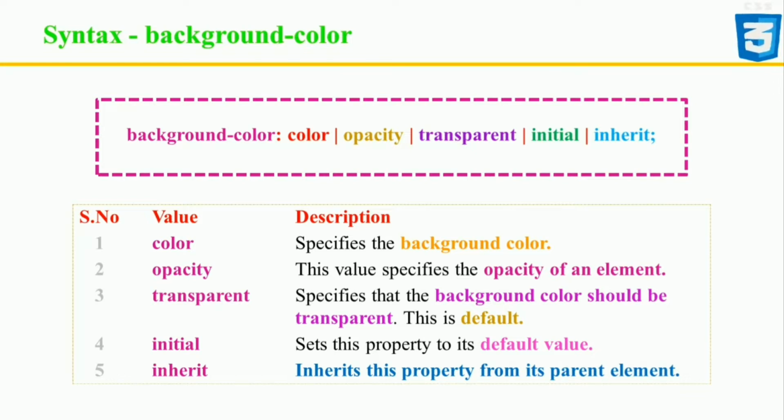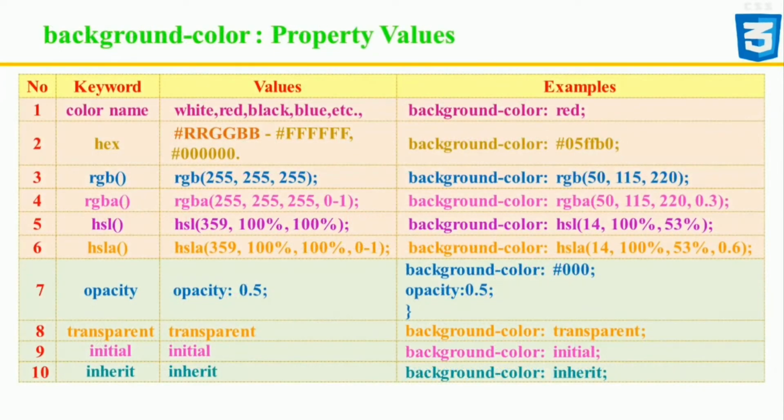The initial CSS keyword applies the initial or default value of a property to an element. So the element's background will shine through by default, because the initial keyword will set this property to its default value, transparent. The inherit value will inherit this property from its parent element. That is, if the value is set to inherit, the element will inherit the background color from its parent element. Let's understand the background color property and explore some examples of how to use this property in CSS.